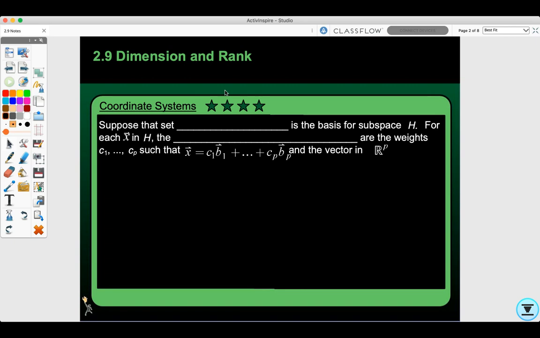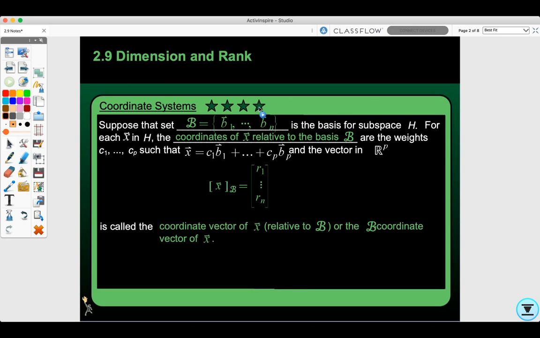2.9 Dimension and rank. Coordinate systems. Suppose that the set B = {b1, ..., bn} is a basis for the subspace H. For each x in H, the coordinates of x relative to the basis B are the weights c1 all the way to cp such that x is c1 b1 plus all the way up to cp bp. And the vector in R^p, [x]_B = (c1, ..., cp), is called the coordinate vector of x relative to B, or the B-coordinate vector of x.